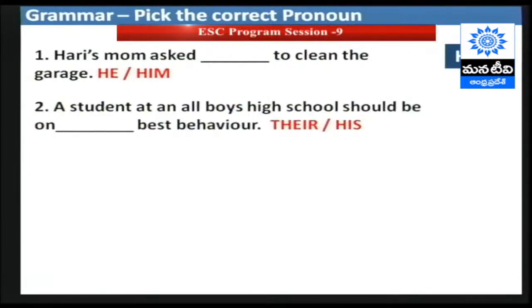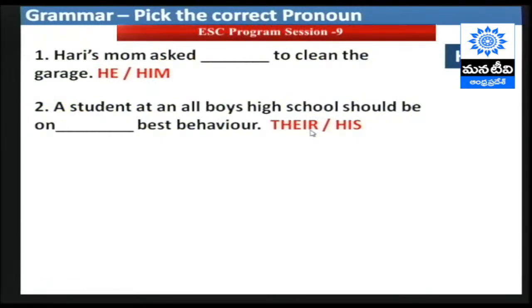A student at an all-boys high school should be on ___ best behavior. Now here there is an element of subject-verb agreement. It says a student, right? Now a student is singular. So the entire school has only boys, but the subject here is one student. So a student at an all boys high school should be on his best behavior.